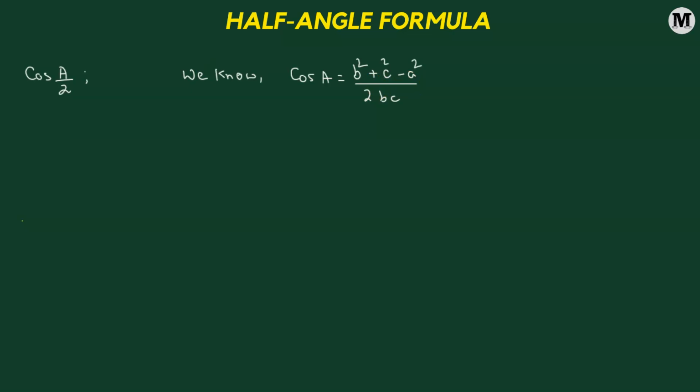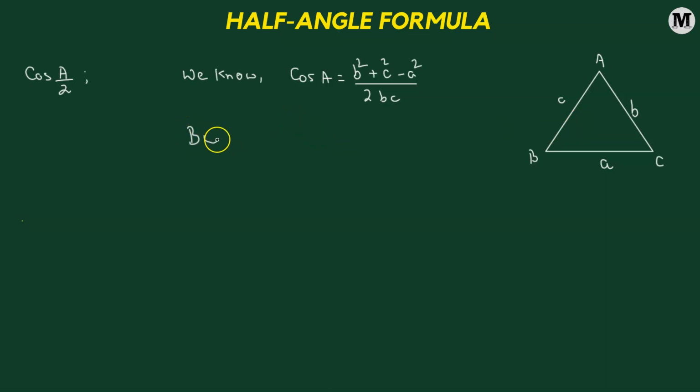Now, what's A, B, and C here? If we have a triangle with vertices A, B, and C, then A, B, and C in lowercase are going to be the sides of the triangle opposite to the vertices A, B, and C respectively.